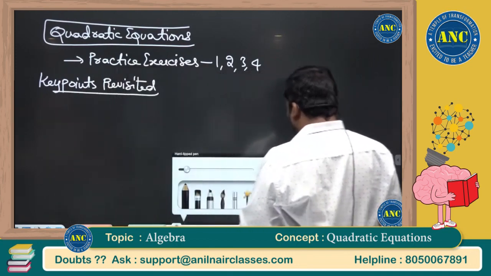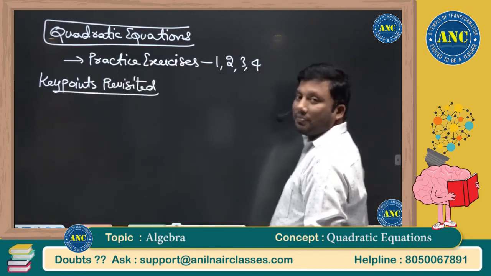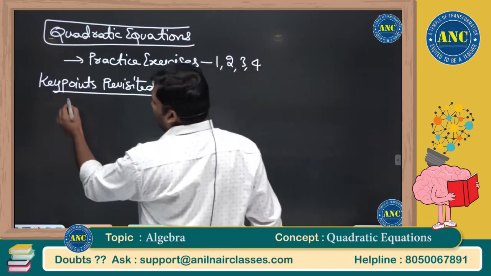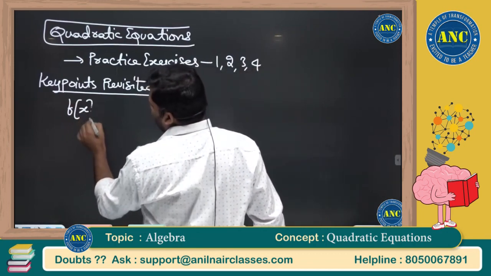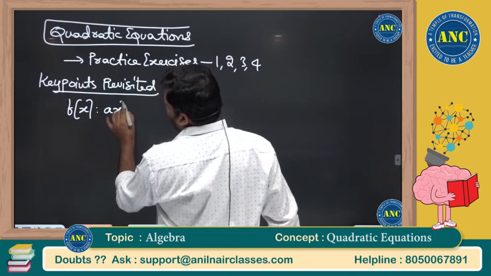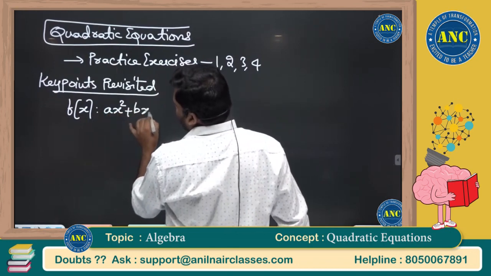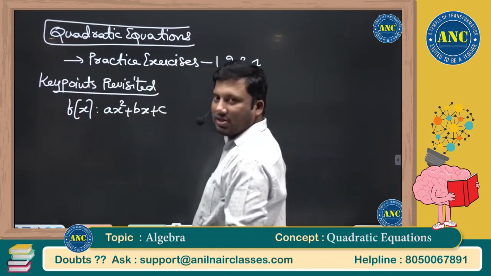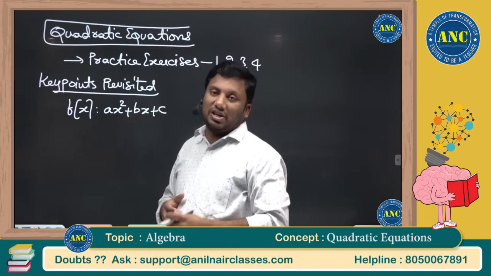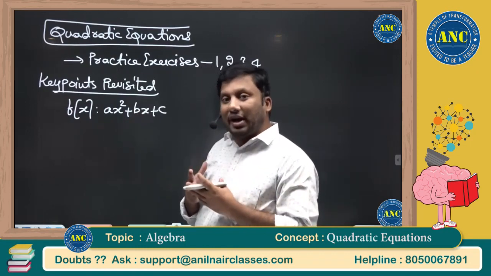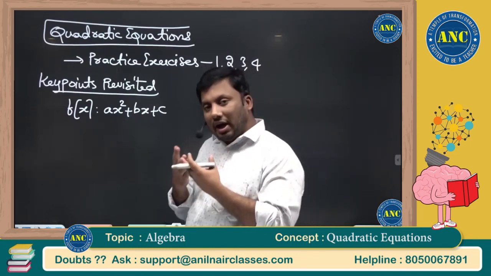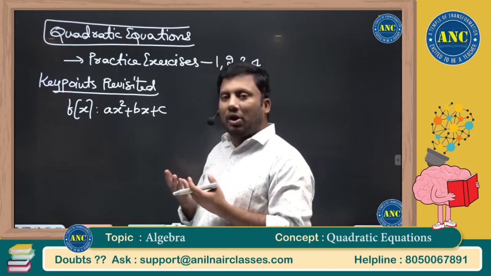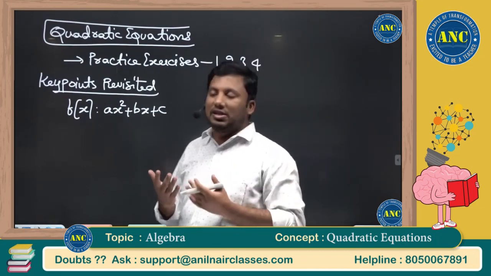Quadratic equation: an equation with a degree 2 is called a quadratic equation. ax square plus bx plus c. The degree of this equation is 2. That means it can have a maximum of 2 roots, or it can have less than 2 roots. It can have 1 root, or it might not have any root.